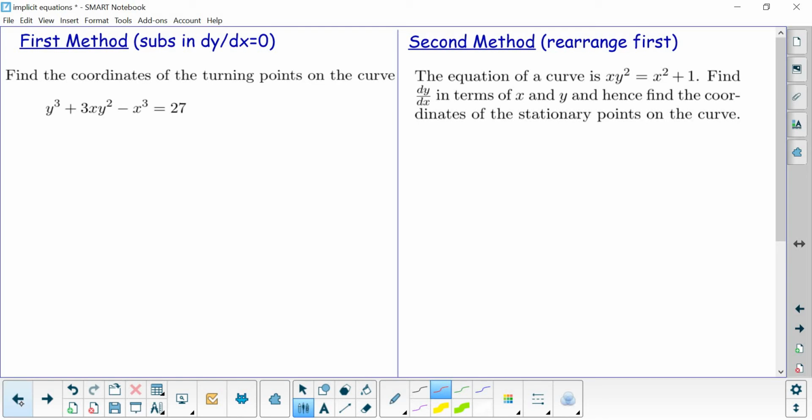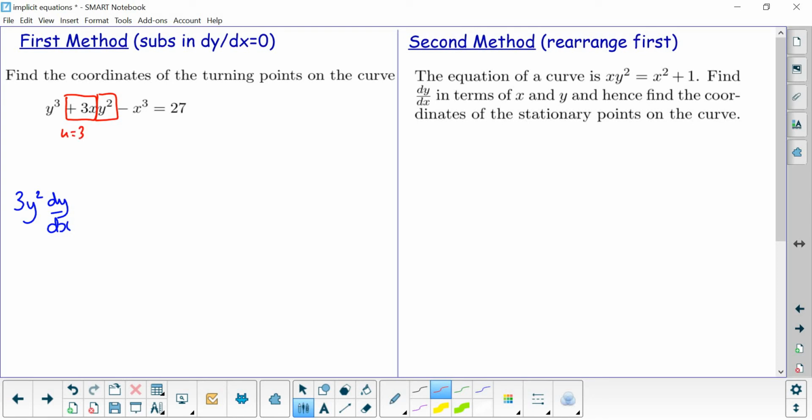So let's have a look at a couple of examples. We'll do each method. For the first equation, we have to find the coordinates of the turning points on this curve. All right, so we differentiate term by term along the equation. The first term will give us 3y squared dy by dx because it's in terms of y. And then the second one, we should have a few alarm bells ringing. We have got an x term and a y term multiplied together, so we need to use the product rule.